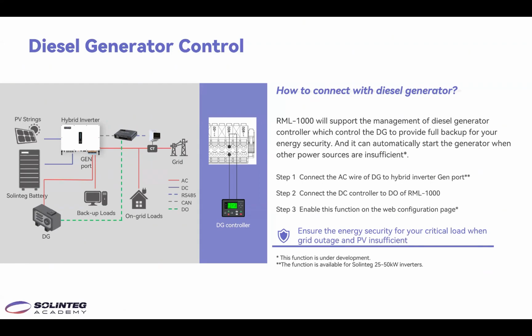But now a new solution is under development. The generator can be connected in parallel with the grid by an ATS or STS device. So if the grid has an outage, the device can automatically switch to the generator, and the generator can power the whole system. And at that time, the other models of hybrid inverter can also smartly control the DG through the data logger. Okay.